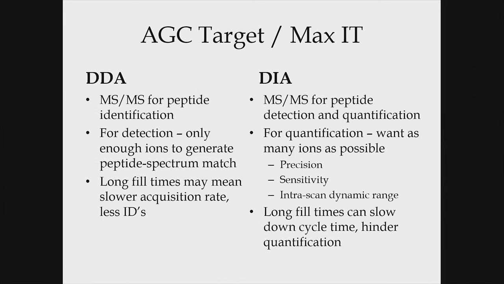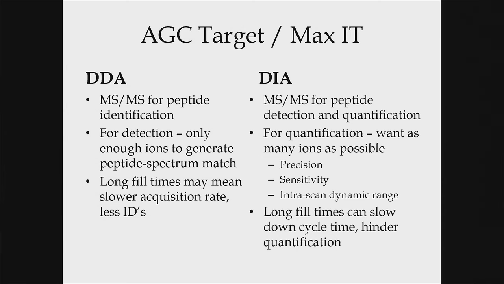So in the case of DDA, the optimization is for the ability to identify as many peptides as possible with those MS2 scans. But for DIA, we're not just looking to detect peptides, we're also looking to quantify them. So we don't want to scan really fast in DIA if it's at the expense of spectral quality, because the burden of quality is much higher when you're trying to do quantification than if you're trying to just identify things.